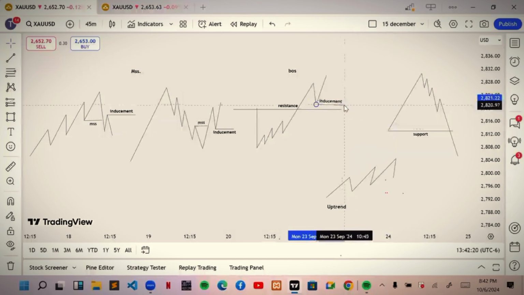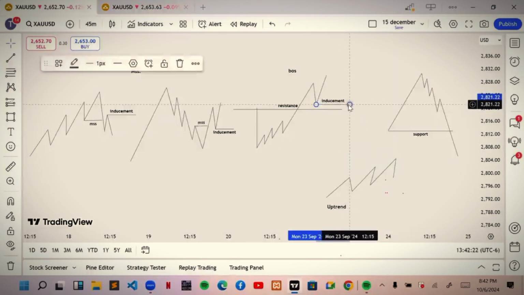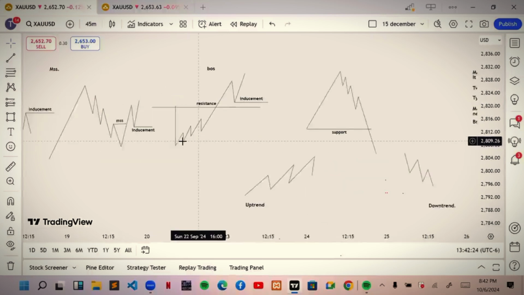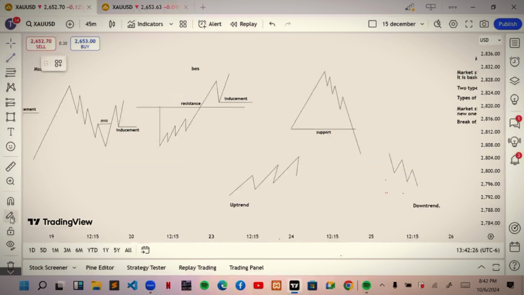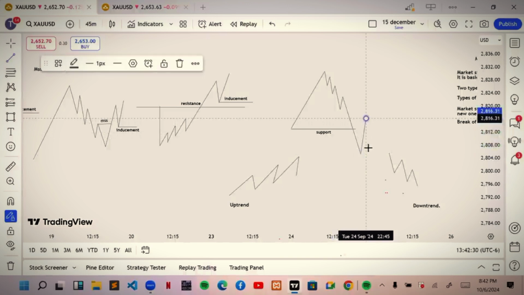This is your inducement here. Pullback. Same as market breaks the support zone down here. So market will make a pullback. This pullback for continuing this move, this pullback that market makes for continuing that move is what your inducement is.